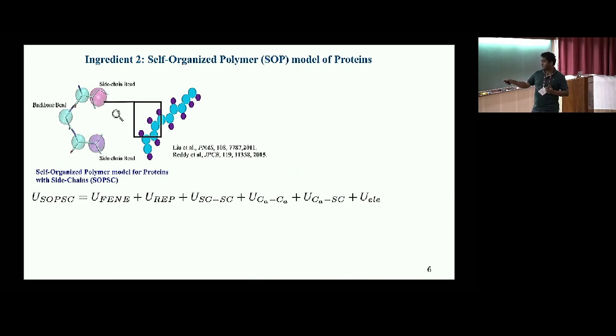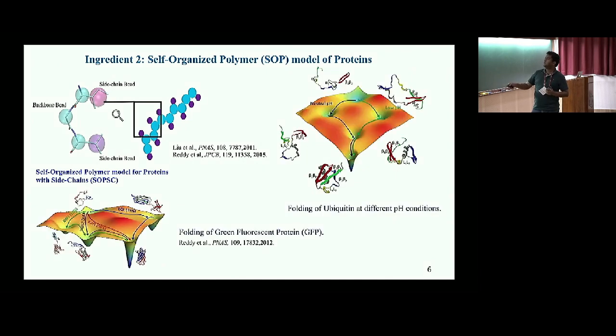And of course, you also have electrostatics, which describes how the different charged amino acids interact. The important part is that this part of the potential is the one which encodes the sequence specificity. And this has been extensively used by Govardhan Reddy and others to look at folding of different kinds of proteins, like the green fluorescent protein, ubiquitin, and so on.